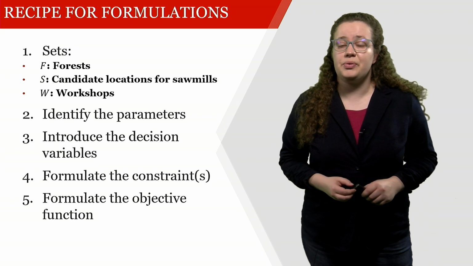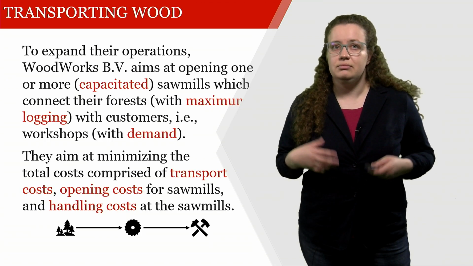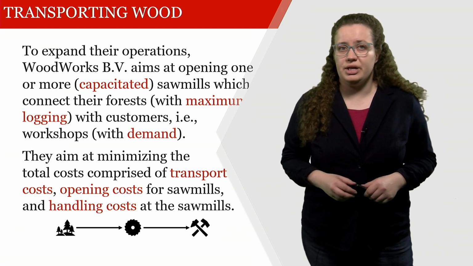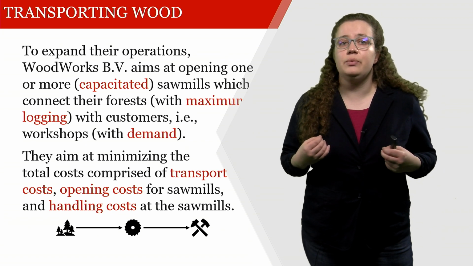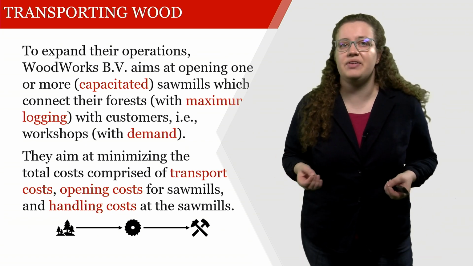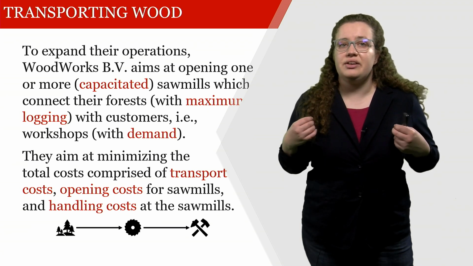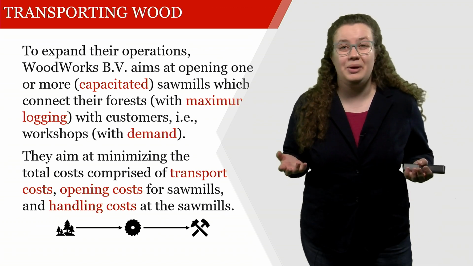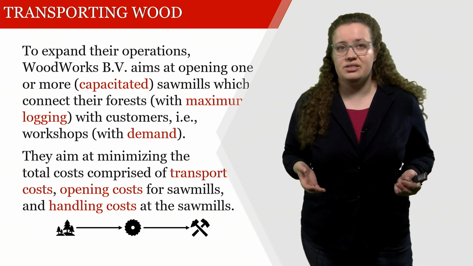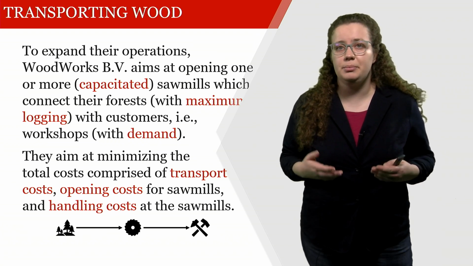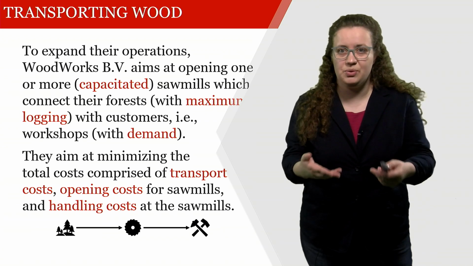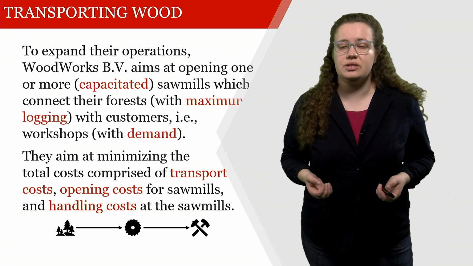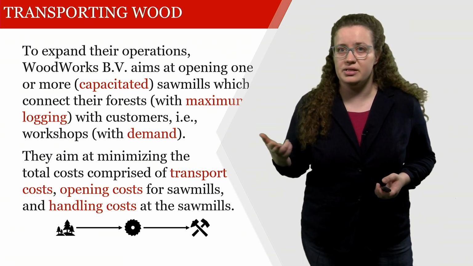The second thing that we need is parameters. And for the parameters in this model, we can look back into the problem statement. So to expand their operations, they are operating one or more capacitated sawmills. So we're having a capacity. And they're connecting forests with a maximum logging. So we have some sort of supply capacity, and customers which have a demand. So we also have a minimum amount that we have to ship to any sort of workshop. And then they're aiming at minimizing the total costs, which comprise transport costs, opening costs, and handling costs.